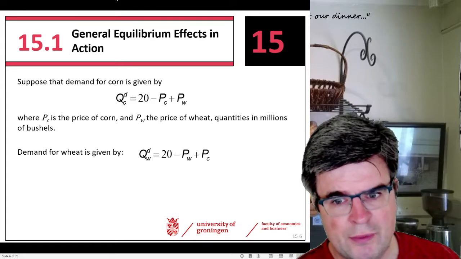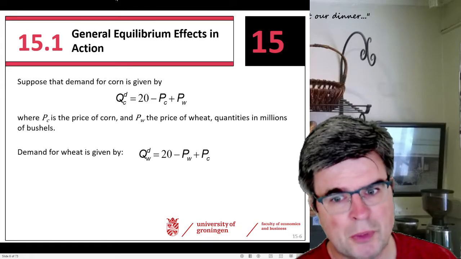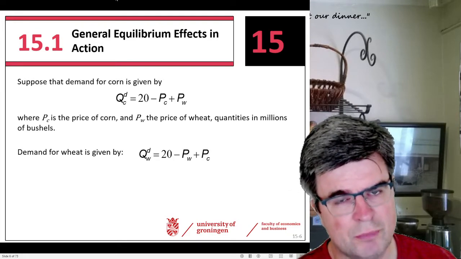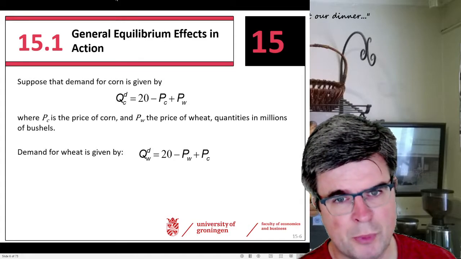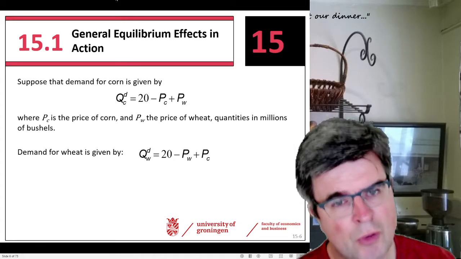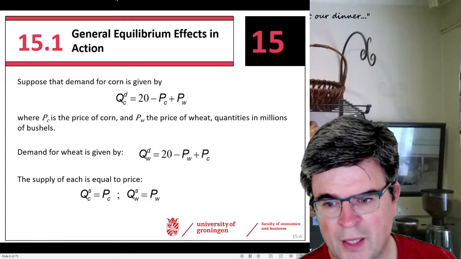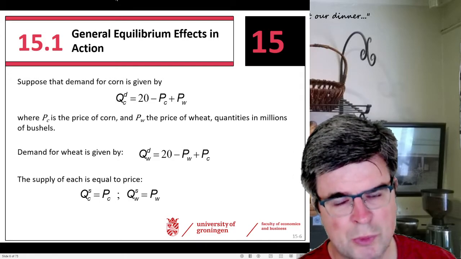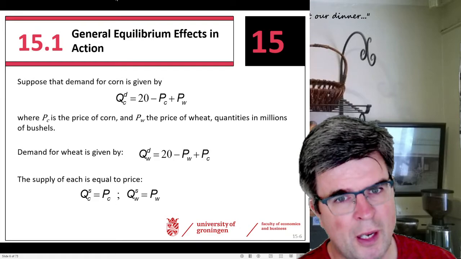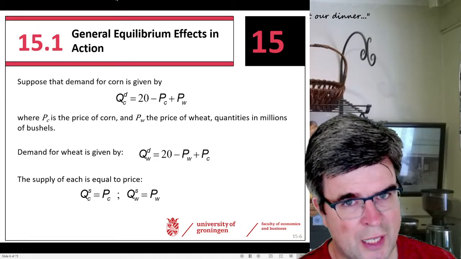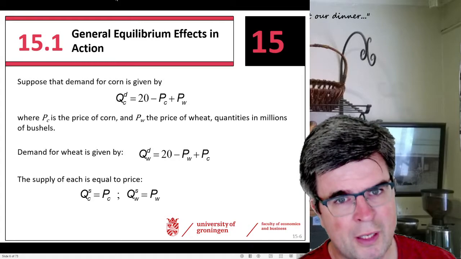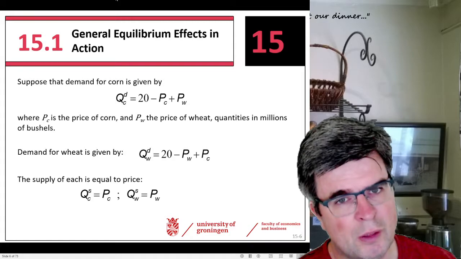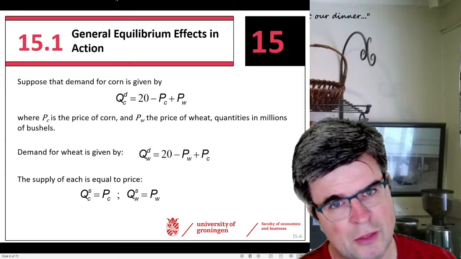And the demand for wheat is given by a similar equation. So the demand for wheat is given by 20 minus PW. So it's decreasing in the price of wheat, but increasing in the price of corn, plus PC. And the supply of each is a very simple equation here. It's upward sloping in price, as we would expect, but the supply function is just identical to the price. So the supply of corn is identical to the price of corn, and the price of wheat determines the supply of wheat.